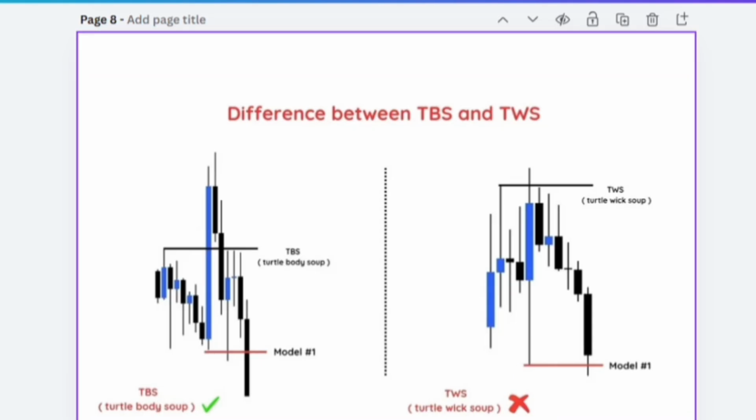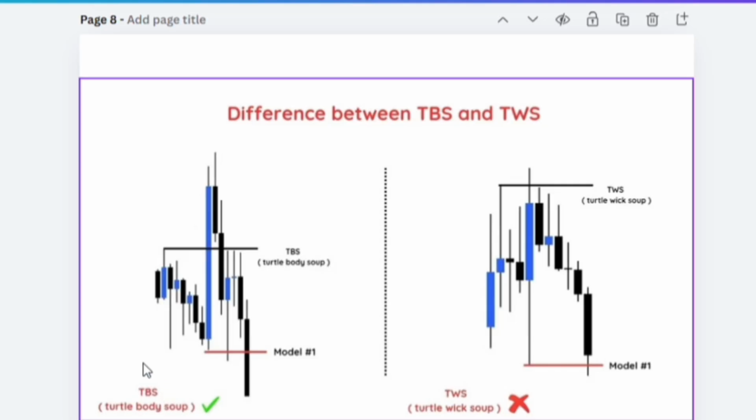This is the turtle body soup, which means after this old low has been created, price swept above it and closed. You can see the closure. Price opened here and closed above here, closing above this old low, this old high, making this a turtle body soup, because price closes with the body. And you are now marking this particular place as your model 1 area. This place is your model 1 area.